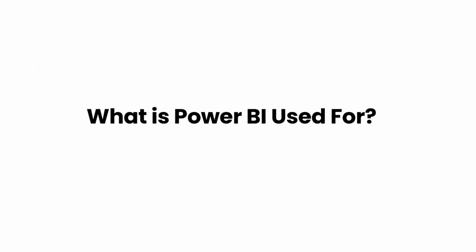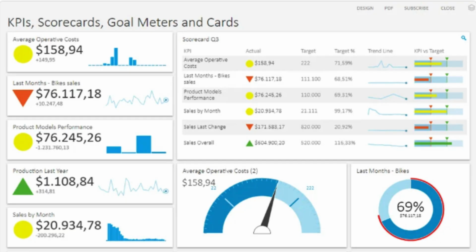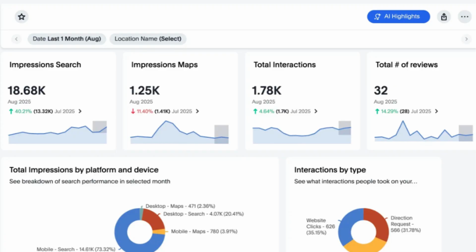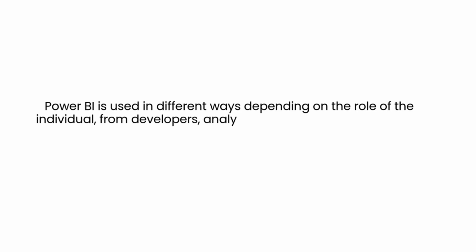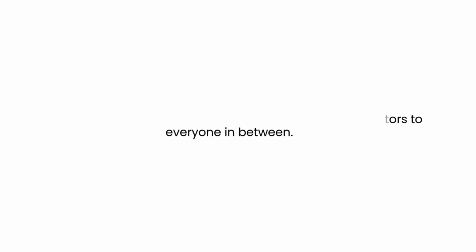What is Power BI used for? The purpose of BI is to track key performance indicators, KPIs, and uncover insights in business data to better inform decision-making across the organization. Power BI is used in different ways depending on the role of the individual, from developers, analysts, managers, and directors, to everyone in between.